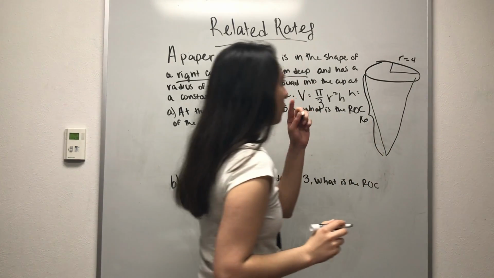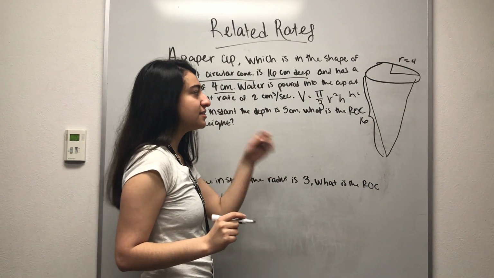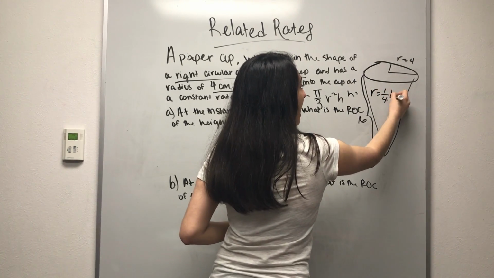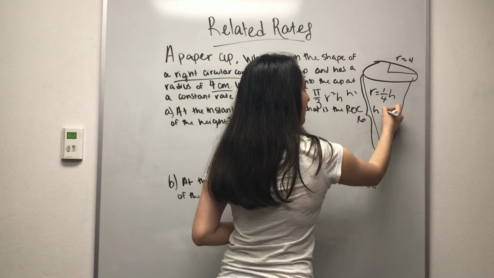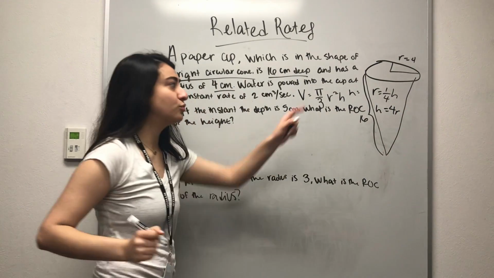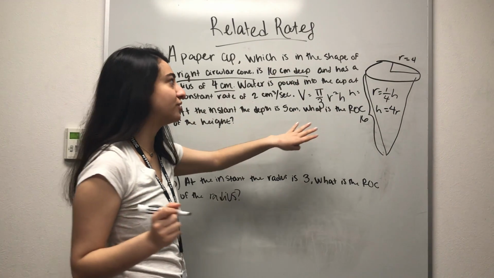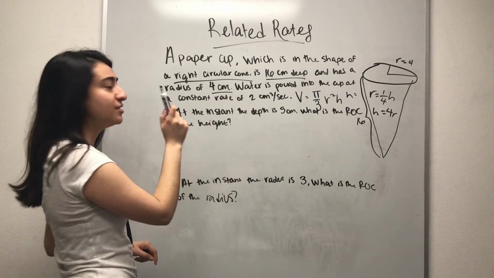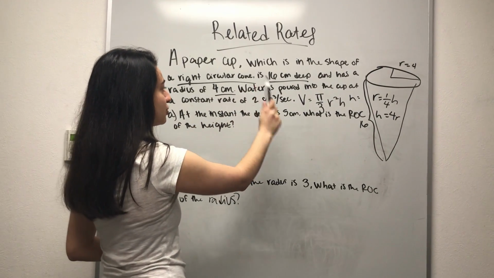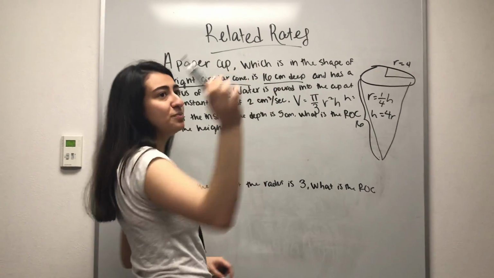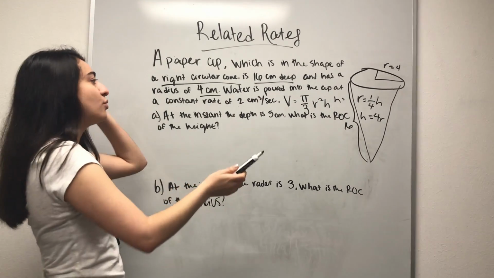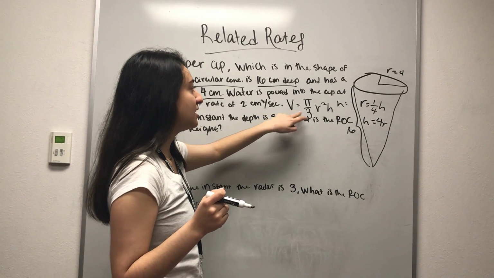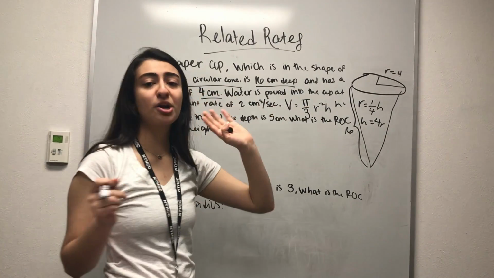Okay, cool. What we can observe immediately from this is that R is 1/4 of the height, and therefore the height is 4R. Just keep that there. We are going to need that much later on. Let's go on. Water is poured into the cup at a constant rate of 2 centimeters cubed per second, and it is cubed because we are working with volume. The equation we're going to need for both of these parts is V equals pi over 3 R squared H.